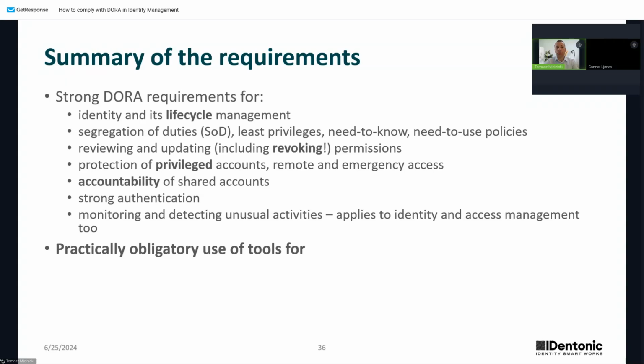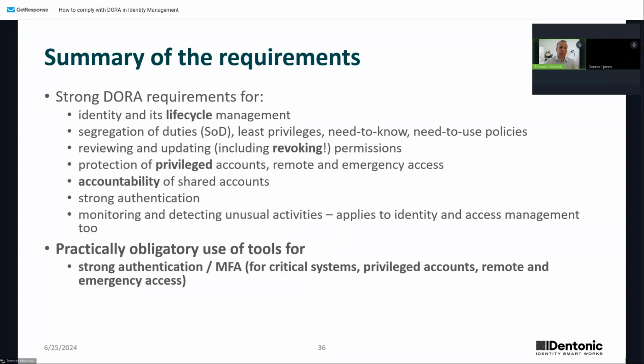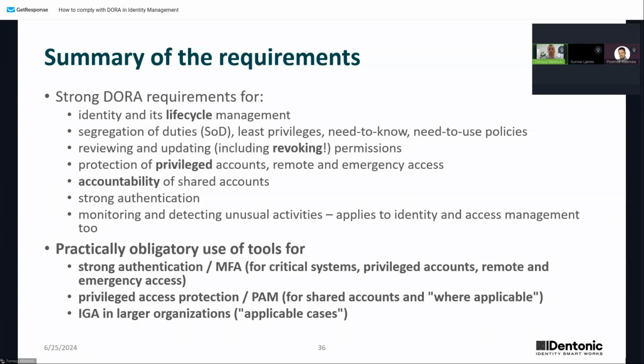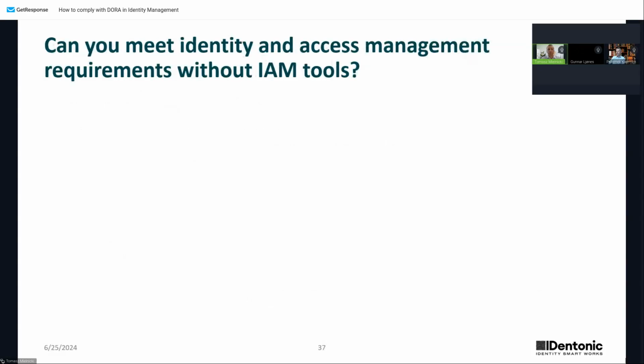So we can summarize that it's practically obligatory to use some tools. So first of all, strong authentication, MFA for critical systems, privileged accounts, remote and emergency access. That's where it's mandatory. Privileged access protection for shared accounts, at least for shared accounts. And IGA in medium or large organizations, that's, to me, an applicable use case, because when you have more than a few systems and more than a few users, it's really hard to govern the access as DORA requires. So that's the vital question then. Can you meet identity and access management requirements of DORA without IAM tools?